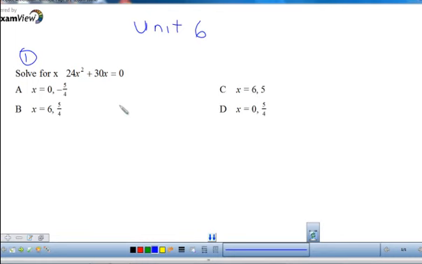Okay, today we're going to do Unit 6 review. First problem says solve for x. Since it's a quadratic and the last term ends in x, we're going to factor using the GCF. So the GCF of 24 and 30 is 6, and because they both have an x, GCF would be 6x. Okay, then we have to write whatever's left.